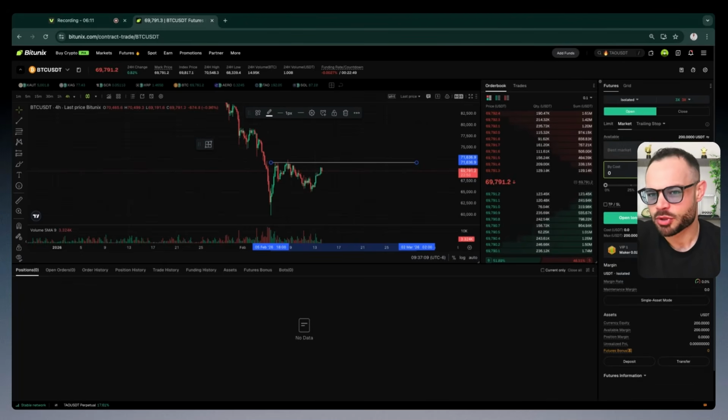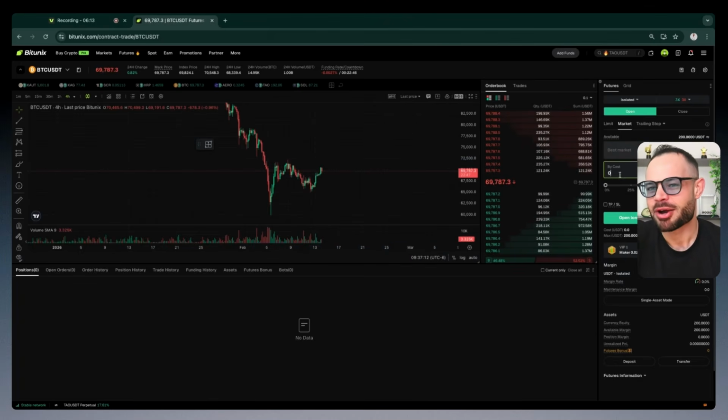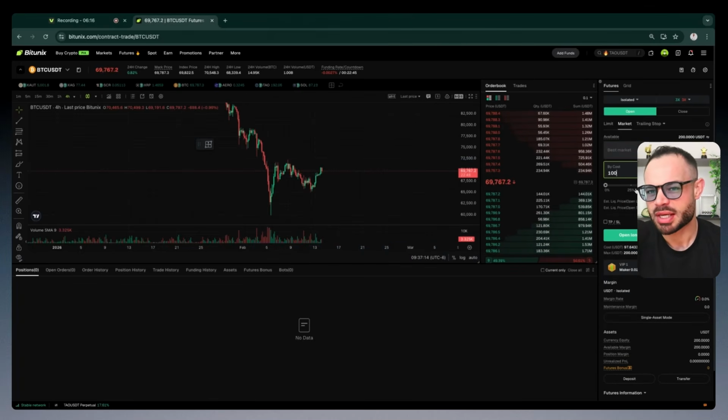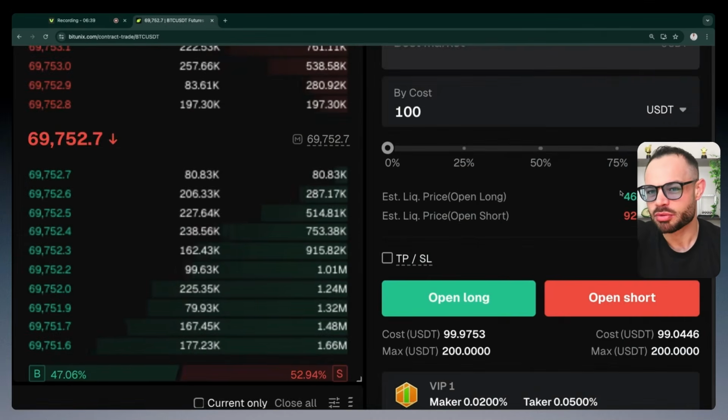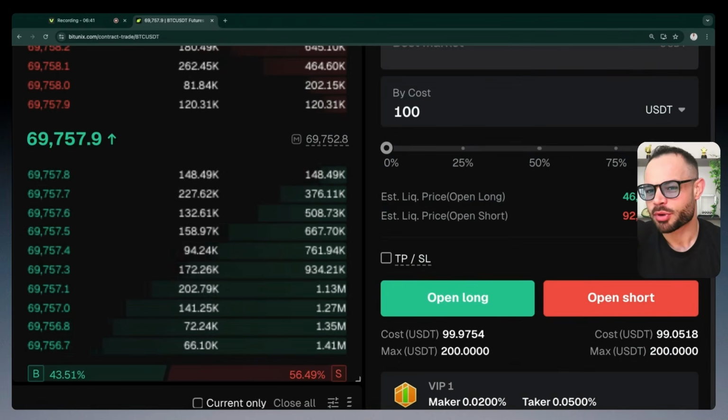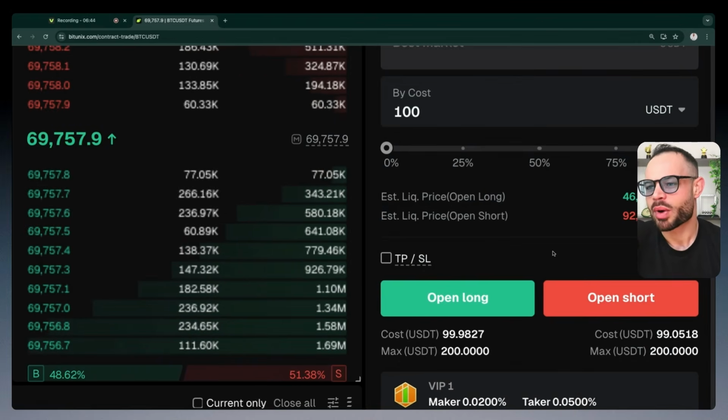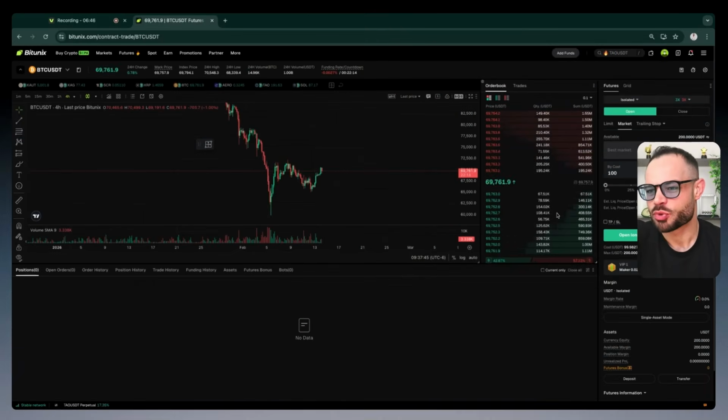And again, what we're doing here now is we're specifying how much USDT we want to use in our position. And so you can see here that if I type in 100 USDT, it's showing me that the estimated liquidation price using 3x leverage is going to be at 46,706 if I take a long position. If I take a short position, you can see here the liquidation price is going to be 92,790 per Bitcoin. And so these two numbers right here are the most important numbers that you need to make note of when you are opening a long or a short using leverage.